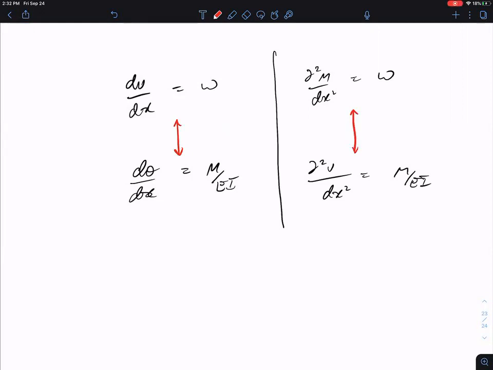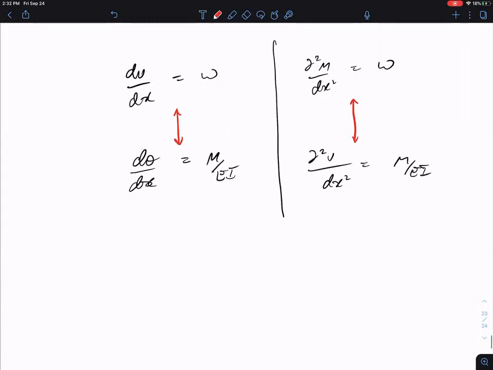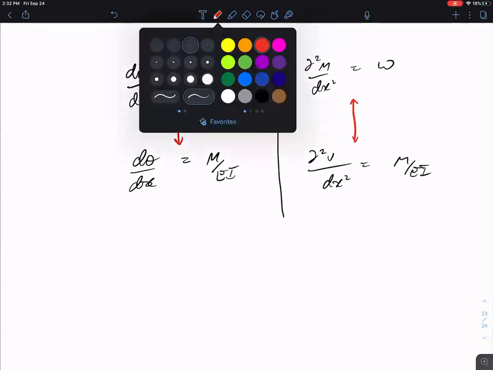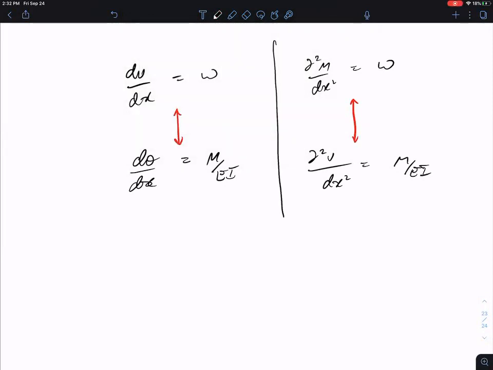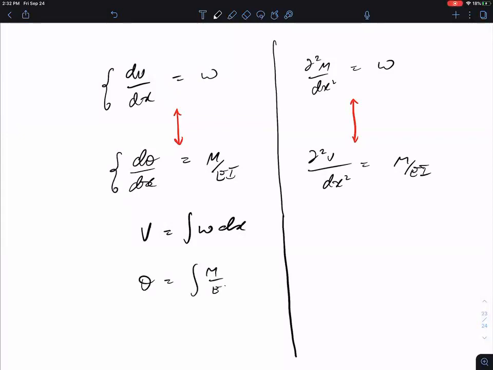Now, if we integrate these sets of relationships, we get that. So for example, if we integrate this relationship, we get that the shear is equal to the integral of the distributed load. And if we integrate this one, we get that the rotation is equal to the integral of the M over EI diagram with respect to dx.